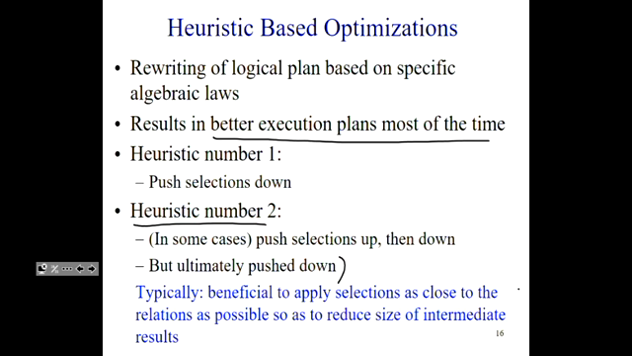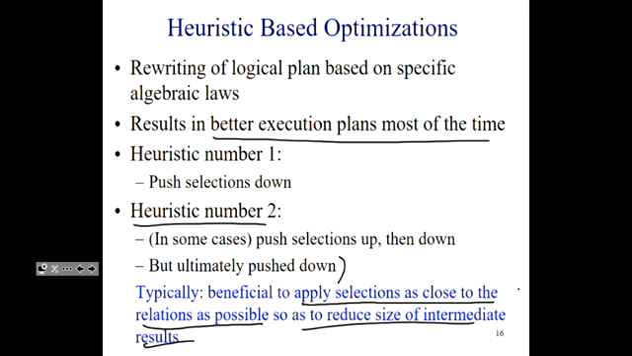Why would we want to do this? The reason this is useful is that we want to apply the selections as close to the relations as possible so that we reduce the size of intermediate results. By applying the selections right away when you are scanning a relation, let's say you only select 10% of your relation, right? Your selection condition eliminates 90% of your tuples. Then the remaining set of tuples that you need to work with is a lot smaller, and therefore whatever happens later is going to be a lot cheaper.